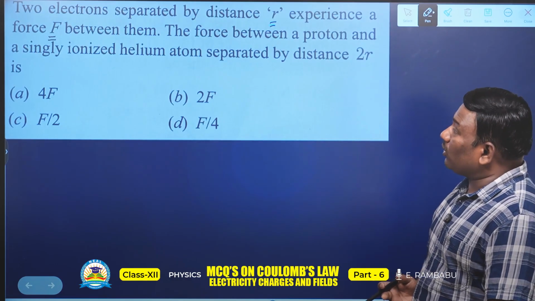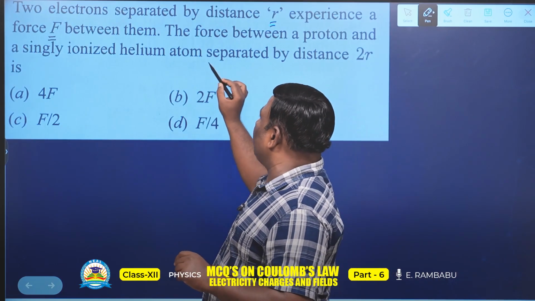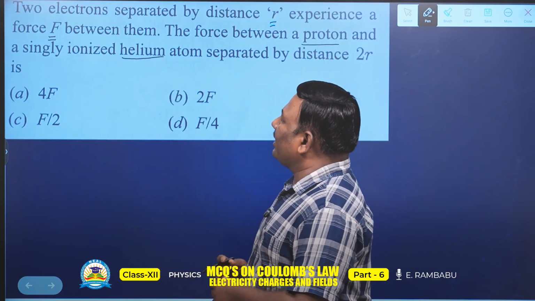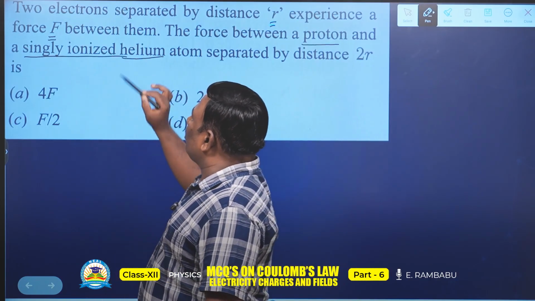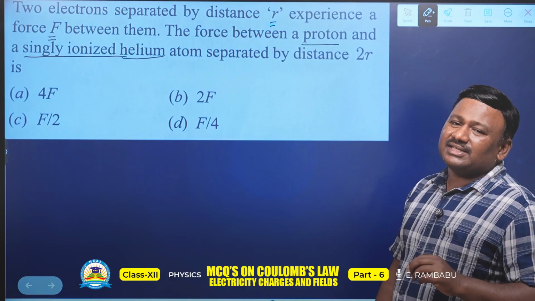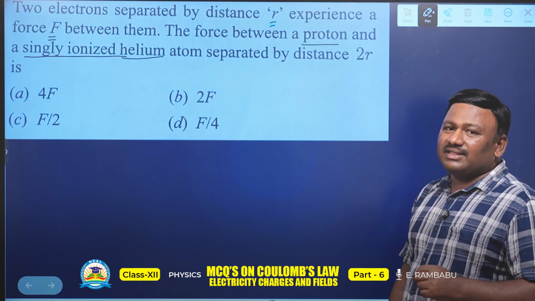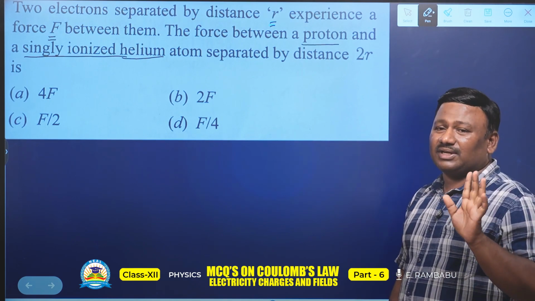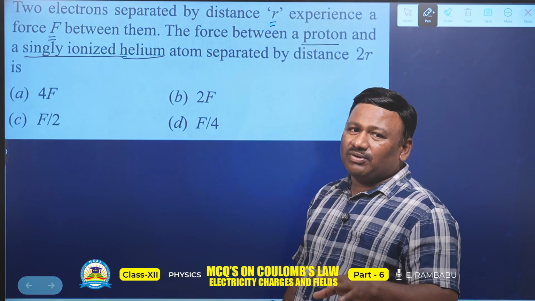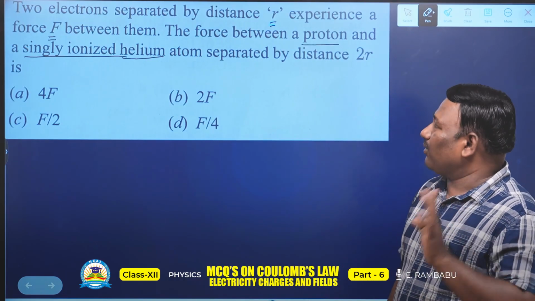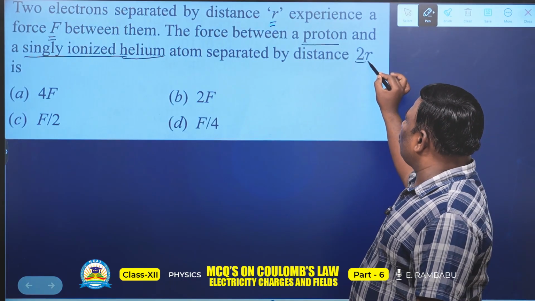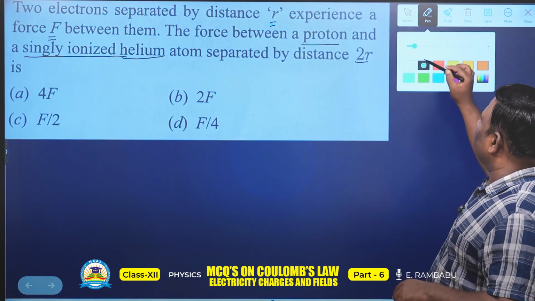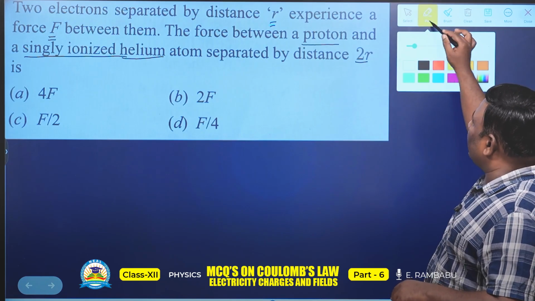The force between a proton and a singly ionized helium atom. Singly ionized means helium actually has two electrons, and in that, one electron is removed. Now helium has only one electron. Okay? Singly ionized means one electron is removed. Now it is ionized and has only one electron. And both are separated by 2r distance. Then what is the force between the proton and singly ionized helium in terms of F?